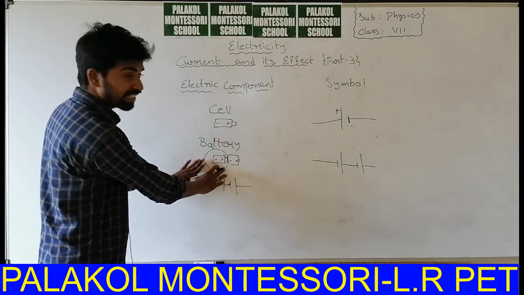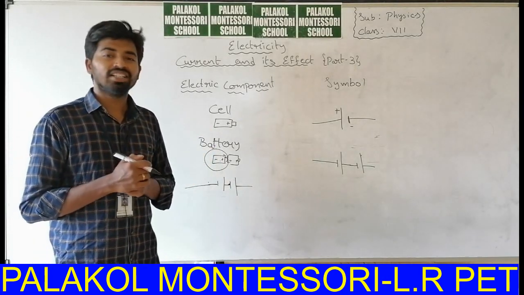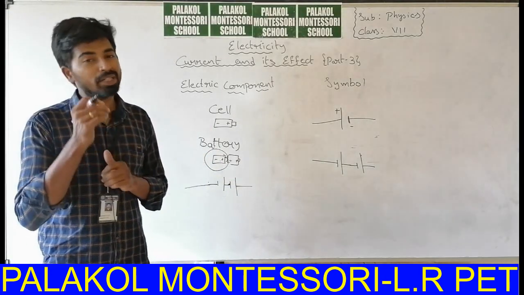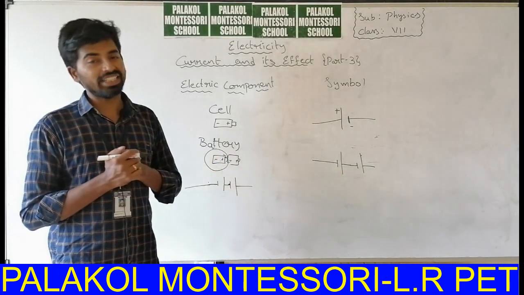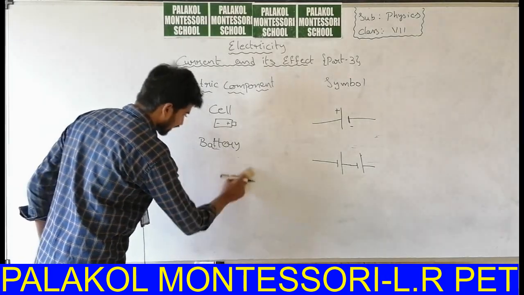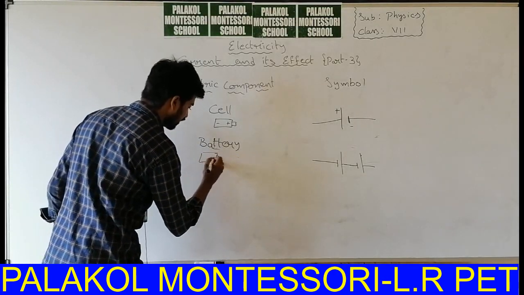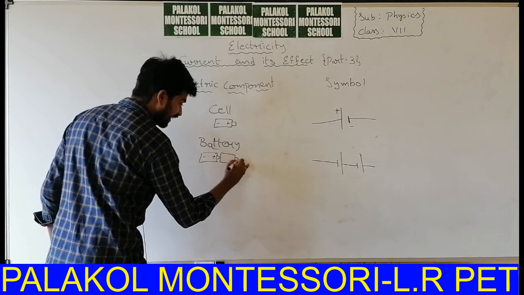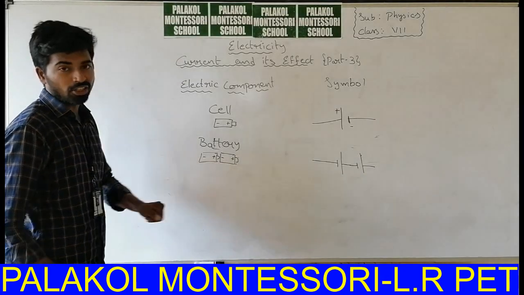If two or three batteries are connected, for example if you observe a torchlight, there may be two or three batteries. If you observe any toys, two batteries will be there. So batteries can be connected together. If two batteries are connected like this, I have shown here positive, negative, and this positive terminal is connected to the negative terminal of another battery.